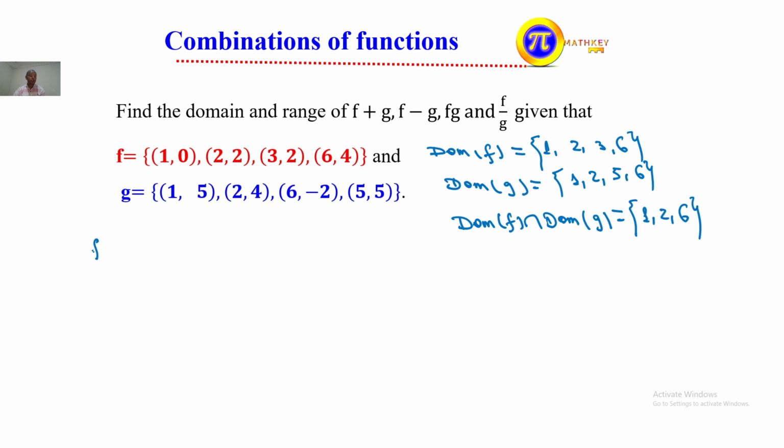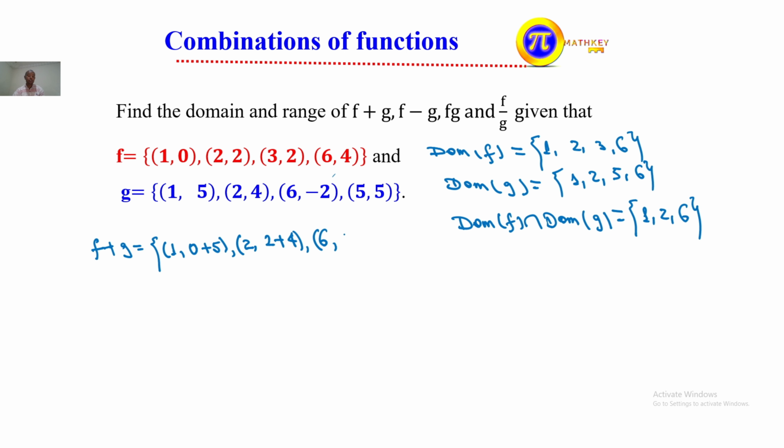So when you come to their sum, f plus g is equal to: take 1, the first component since it is common, 0 plus 5, the first components. When you come to the second common entry, that is 2, take the sum 2 plus 4, range of f and range of g. Take the sum. The next one, 6, is common. Take the sum of their range.